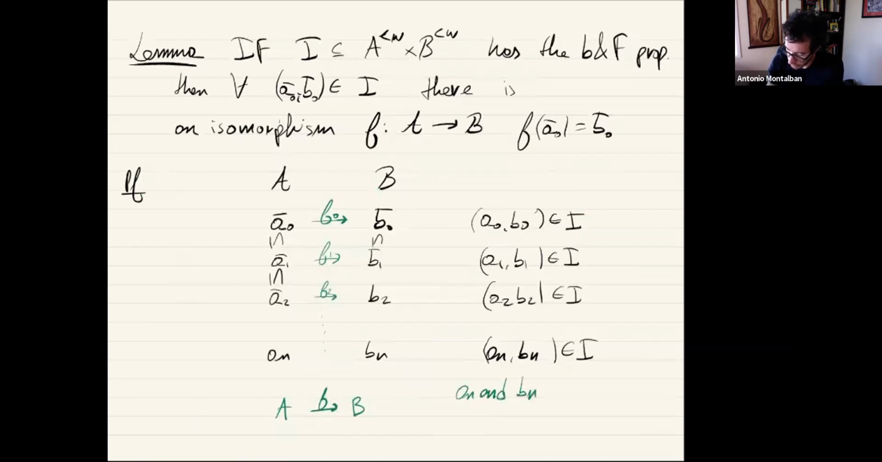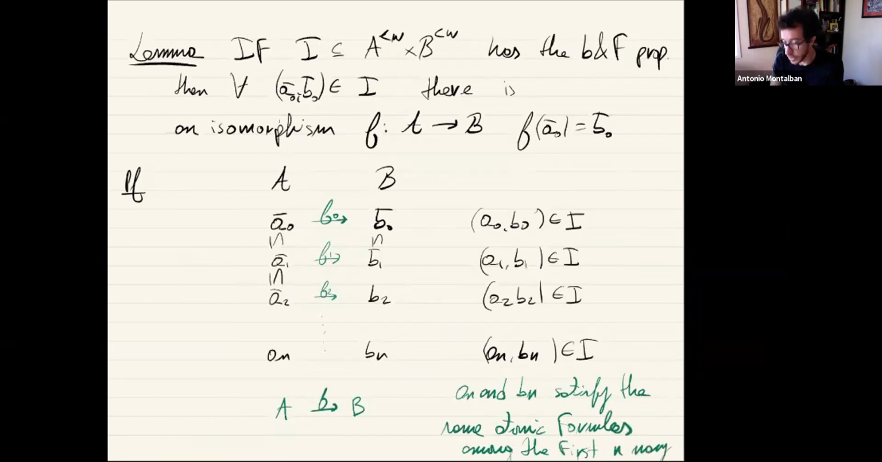AN and BN satisfy the same atomic formulas among the first n many, or n plus the length of A0 many, I guess. So the longer the n, the more formulas we're considering, and eventually we're going to end up considering all the formulas and all the elements. They are always going to satisfy the same formulas on the A side or on the B side. So we end up with an isomorphism.